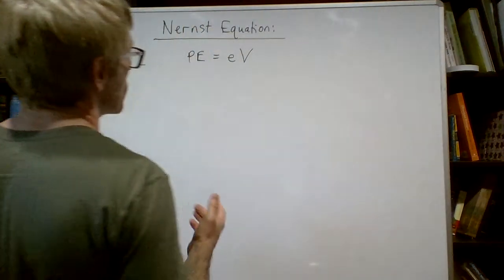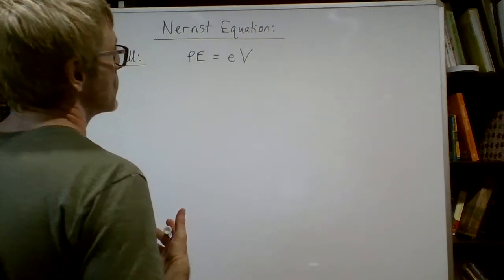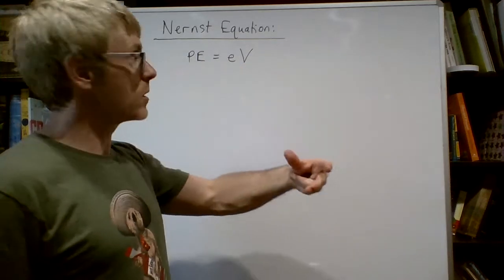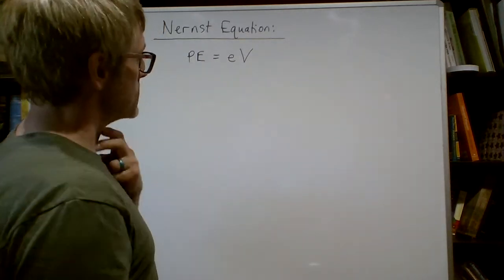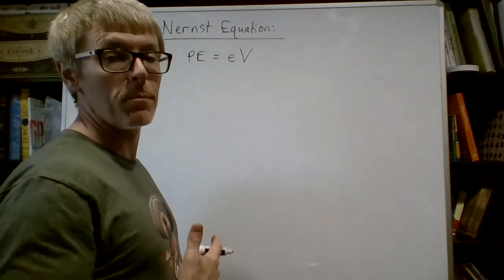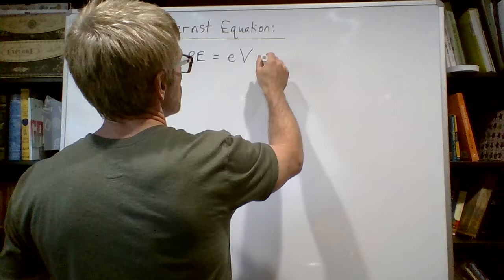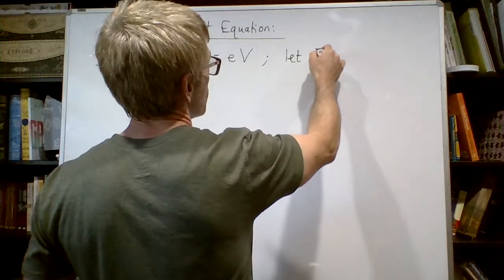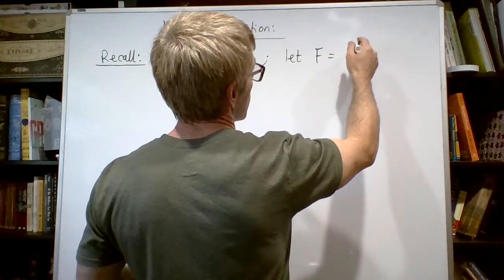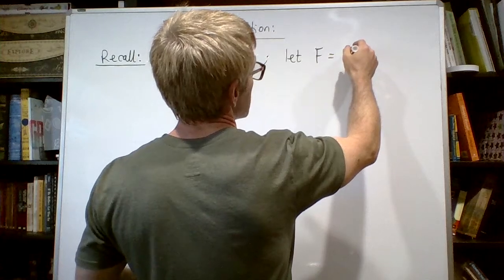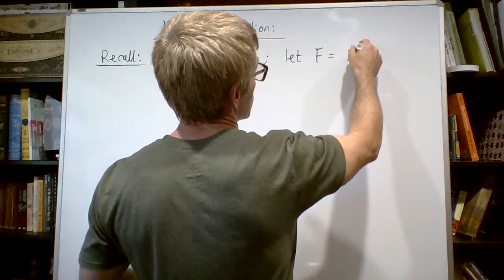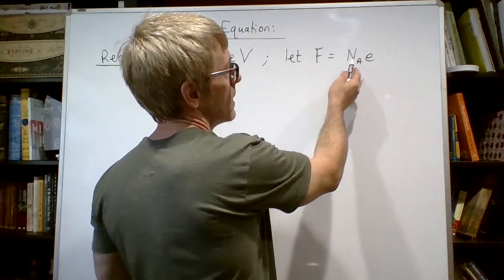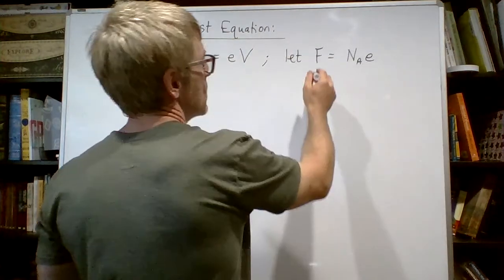If we do a couple of things with this, first of all, we can scale this to a mole. Right now we just have the electrical potential energy for one electron in the presence of a voltage. What if we scale this to a mole's worth of electrons? So we can say, let F equal essentially Avogadro's number, so we'll call it N_A lots of e. So let F equal Avogadro's number of electric charges.